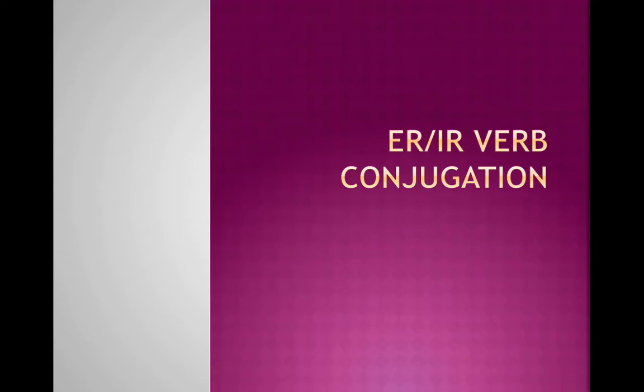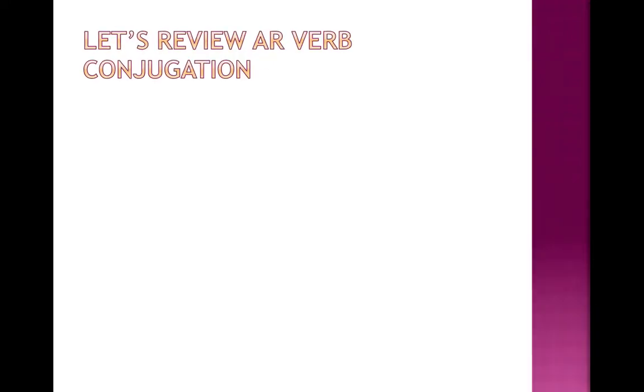Okay, today we're going to talk about ER and IR verb conjugation. We've talked about AR verb conjugation and some just plain irregular verbs like ser and tener, which was a little funny. And we learned ir: voy, vas, va, vamos, van. Today we're going to talk about verbs that end in ER and IR. Before we do that, let's talk about AR verb conjugation.